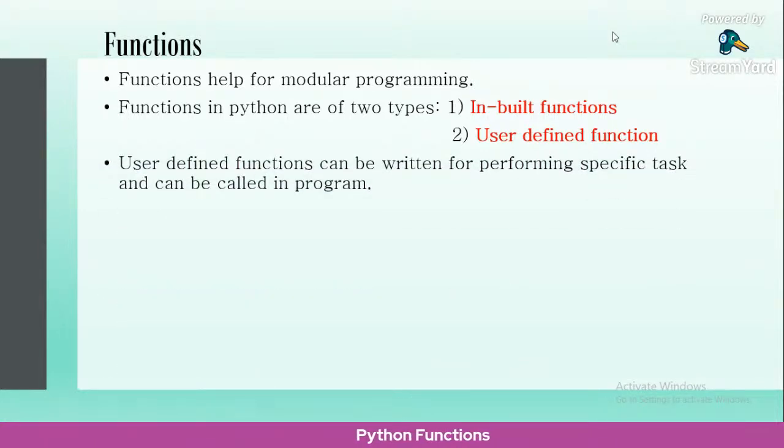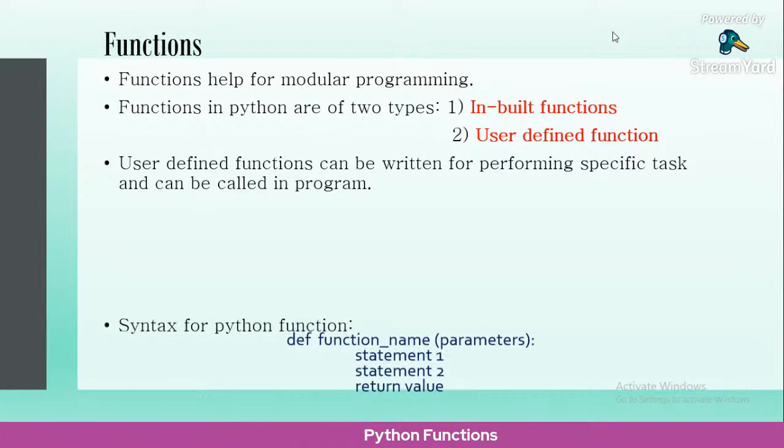Now see, user-defined functions can be written for performing specific tasks and be called in the program. You write your own definition of the function as per your requirement, and you use it at some point of time for performing a specific task in the program. You can call it anywhere, multiple times. It is not necessary to call it once. Once you have written the definition, you can call that function many times to perform the operation. That is called a user-defined function.